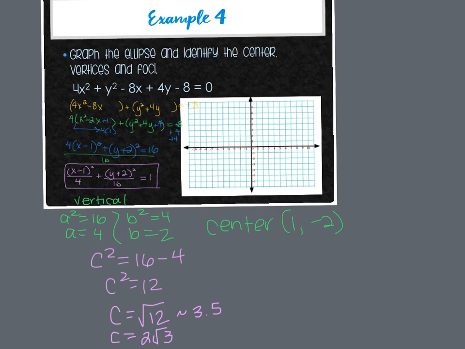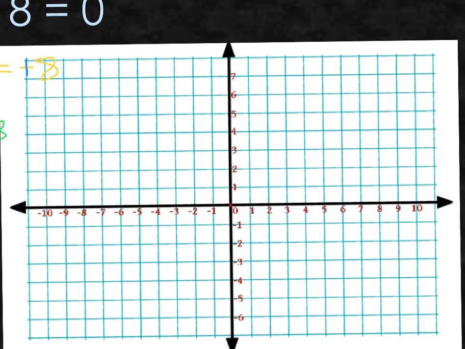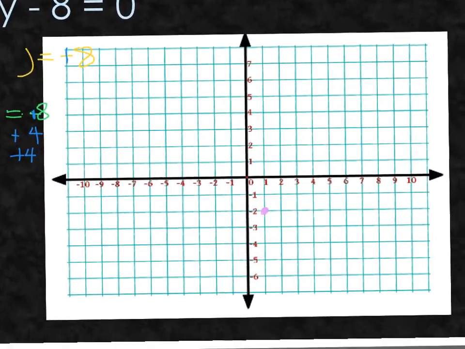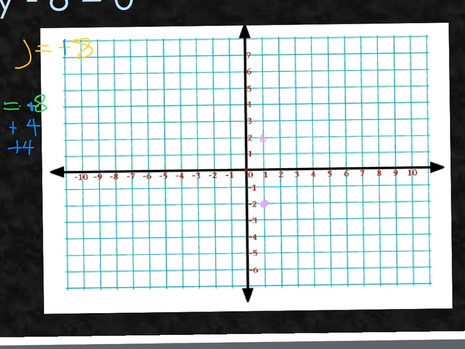So now you've got options. Go to the graph first or figure out your points. It's totally whatever you're comfortable with. If you're the visual person, I would say go to the graph. So (1, -2) is here. We said that this was vertical and that a is 4 and b is 2. So I'm going up and down the a this time. Right and left the b. And up and down c, which we said is like 3.5. So 1, 2, 3.5, 1, 2, 3.5.